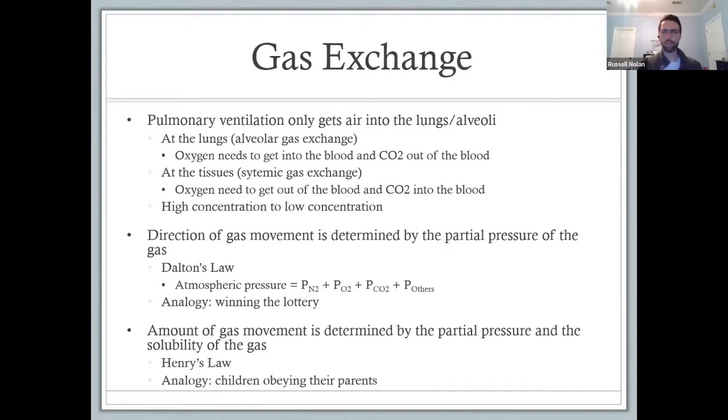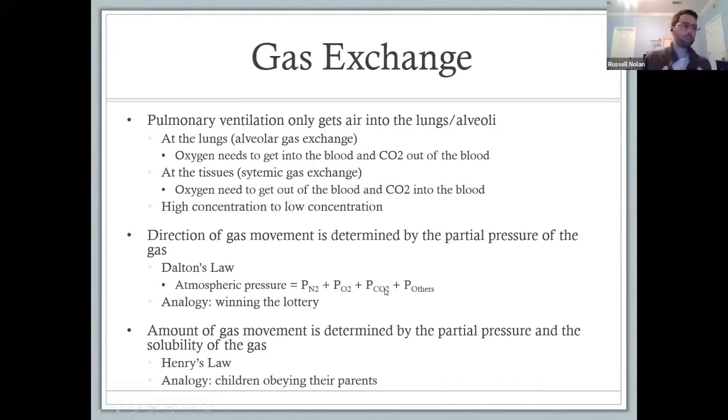Just for instance, if atmospheric pressure on some unknown planet was 100 millimeters of mercury and oxygen made up 50% of that, well, then the partial pressure of oxygen is 50 millimeters of mercury, because that is 50% of the total amount, which is 100.